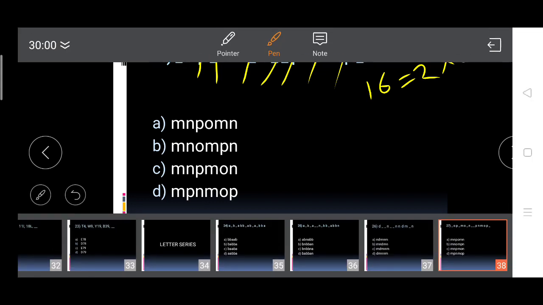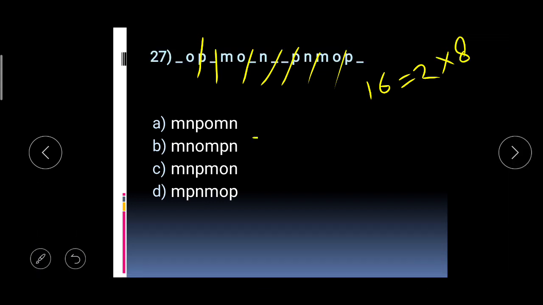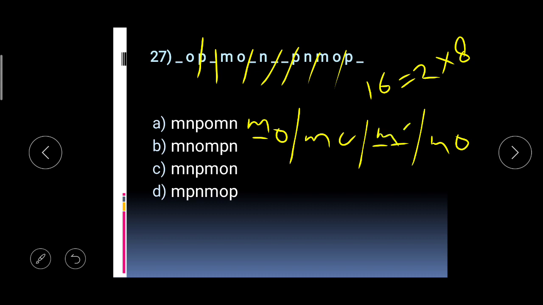So the first group is dash O. Now the third group is what? Again MO. Now what is the next group? Again first, second, that is both blank. And what is the next? That is again MO. So can we find out the pattern? That means it's MO and MO. This is the pattern.